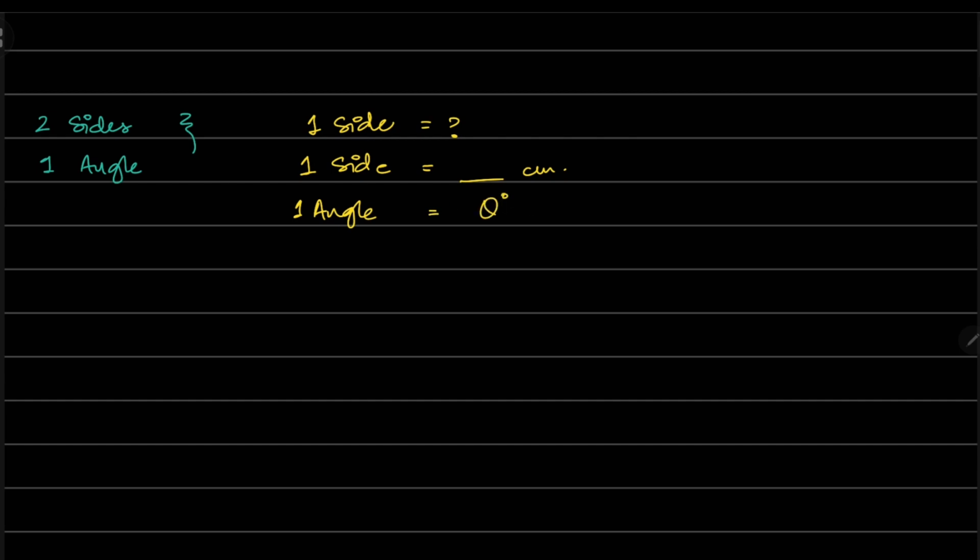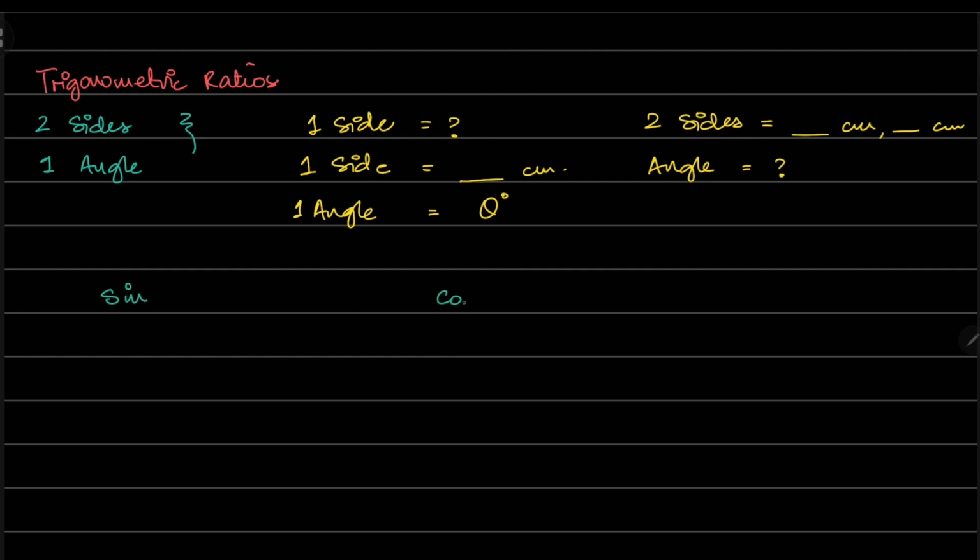Alright, or they can give you the value of two sides in the question, and ask you to find out the angle. Okay, now this is where you do trigonometric ratios. This is where trigonometric ratios come into place. Alright, now trigonometric ratios, we've got three main trigonometric ratios. We've got the sine, we've got cos, and we've got tan.